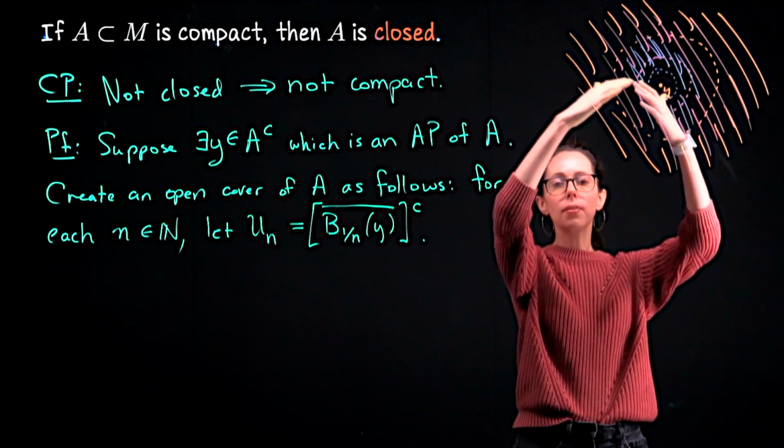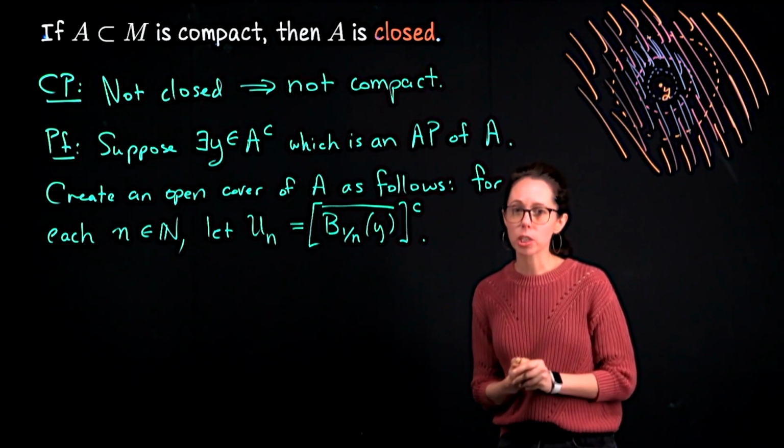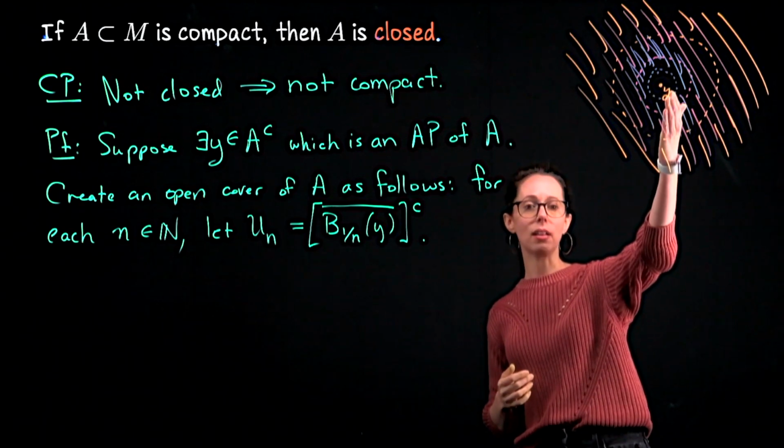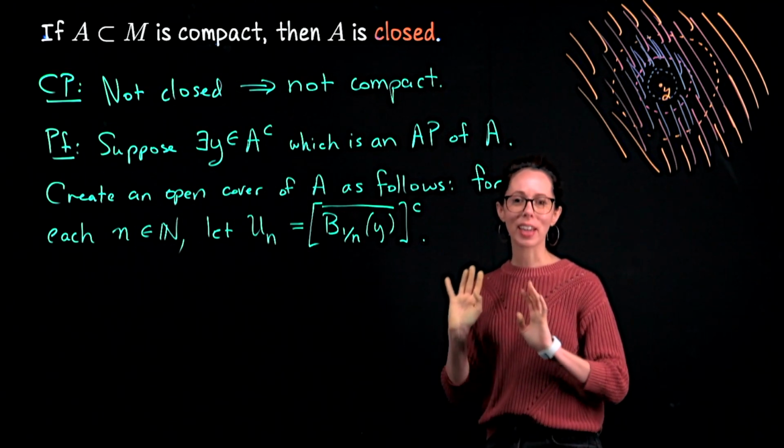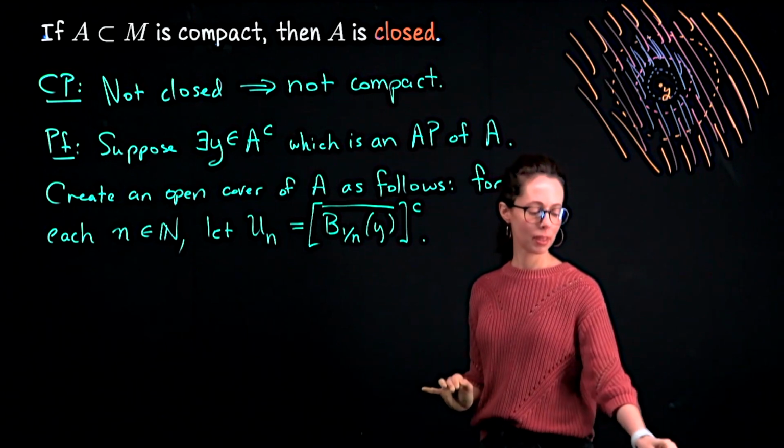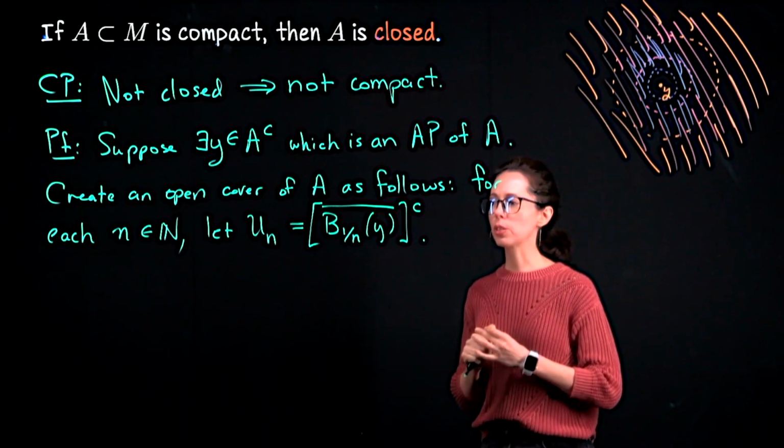If you take all of them, actually the only point in the metric space which won't be covered is y itself. That's okay because we know that y is not in A. So by covering everything except y, we cover A. All right, I think I'm not going to write out all of that.